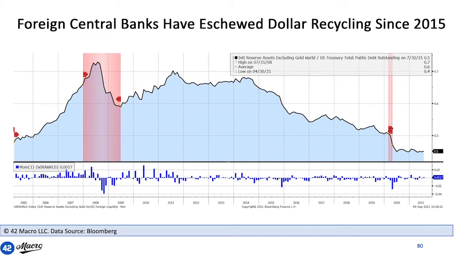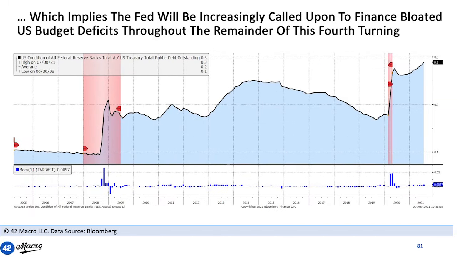This line shows international reserve assets as a percent of U.S. public debt outstanding. And so they don't want our money. Well, it means on slide 81, that implies the Fed will be increasingly called upon to finance bloated budget deficits throughout the remainder of this fourth turning, with all deference and respect to my former colleague, Neil Howe. The Fed's got to keep this game going, because if they don't do it, we obviously know the foreigners aren't going to do it. The only way the foreigners are going to do it is if you hike short-term interest rates and give them a return on their capital for the reserve assets.